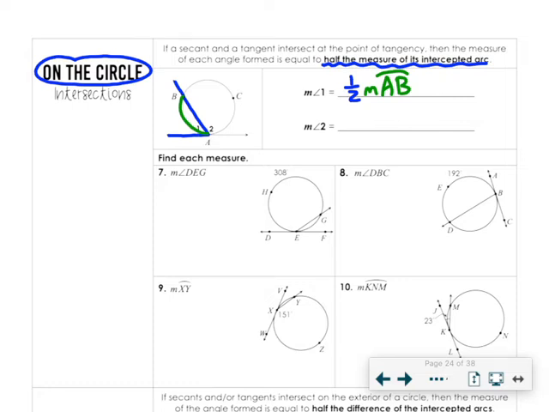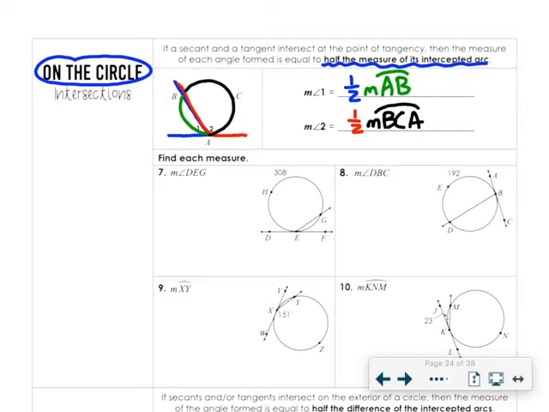The angle 2 right here, those lines intersect on the circle. That angle 2 is intercepting this entire arc right here, BCA, or ACB, either way you want to say it. This is 1/2 of that arc, the black arc there, the measure of BCA. So it's still 1/2, but we don't have to add anything together.